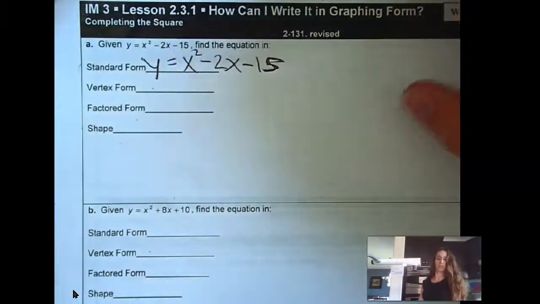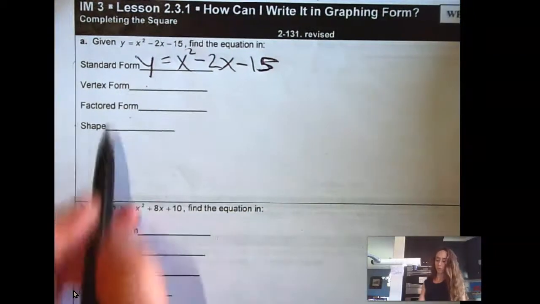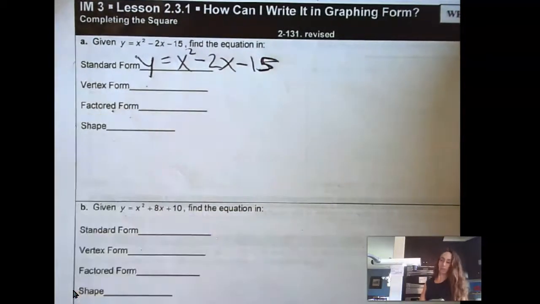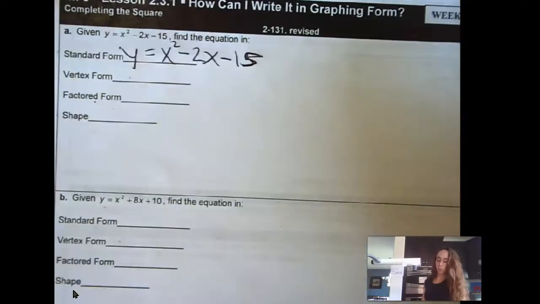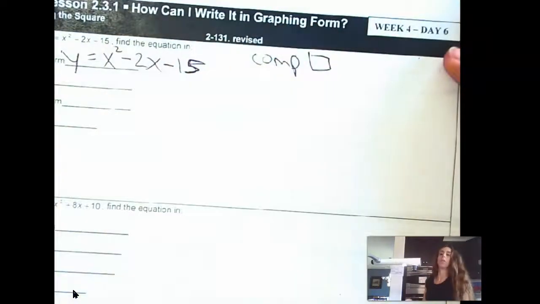Now, the next thing they want is vertex form. So there's two ways to do vertex form. One way you could do it is you could put it in factored form and figure out what's in the middle. Or another way is solve by completing the square. I will show you both, but I want to show you solve by completing the square because what we do later will support completing the square.